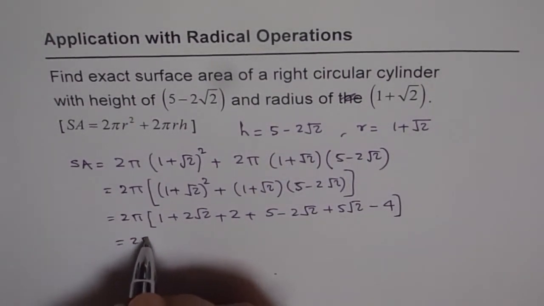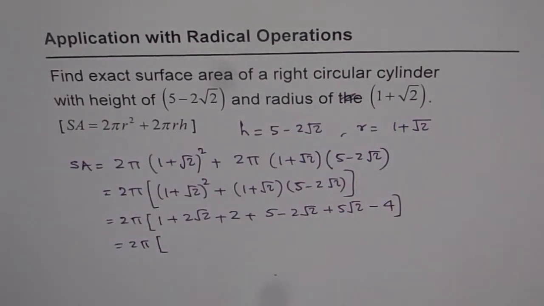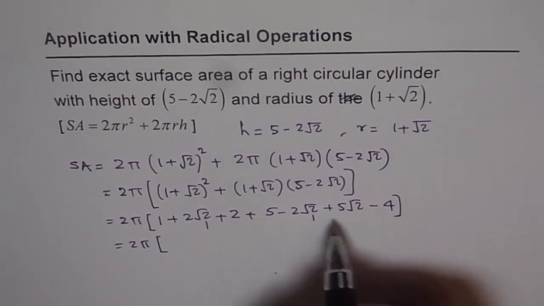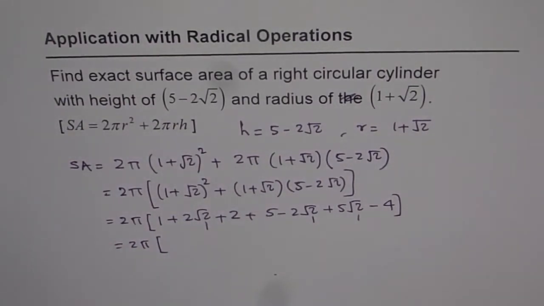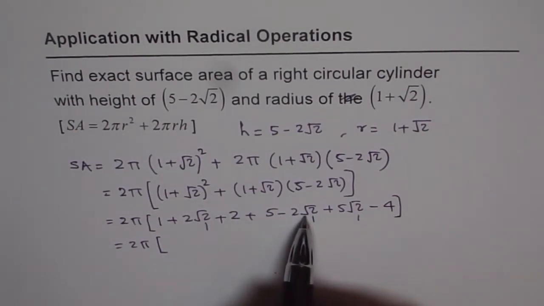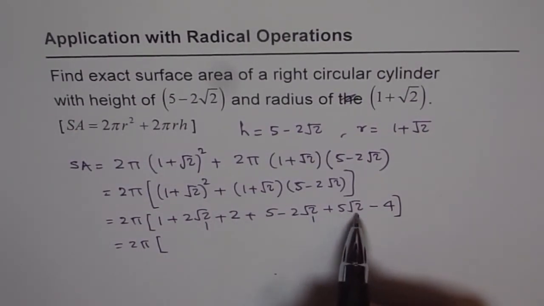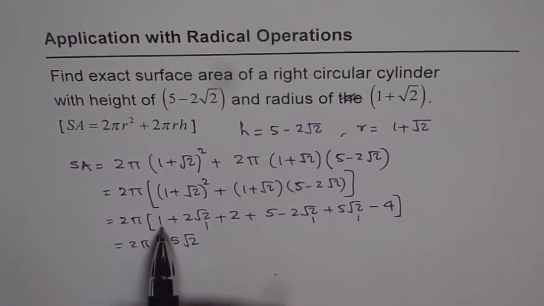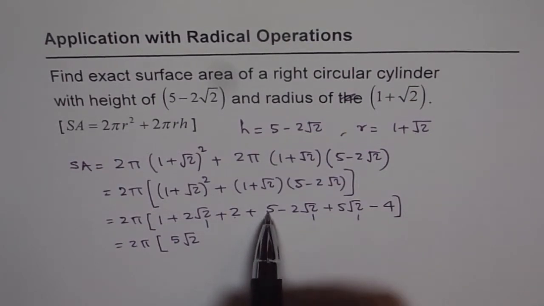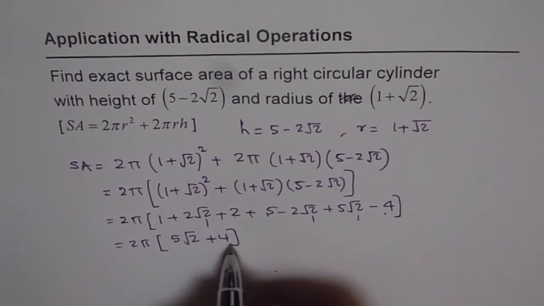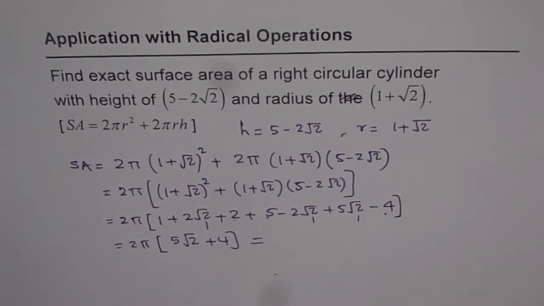Now you can combine the like terms. Now in this case, what are the like terms? So let's look into the ones which have square root 2, right? So these are one of those like terms. So we have 2 square root 2 minus 2 square root 2, which is 0. We are left with 5 square root 2. So let's write 5 square root 2. And then the numbers: 1 plus 2 is 3, 3 plus 5 is 8, and 8 minus 4 is 4. So we get plus 4, right? So that is what you really get. So that could be the answer for you.